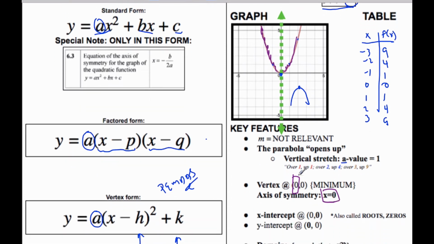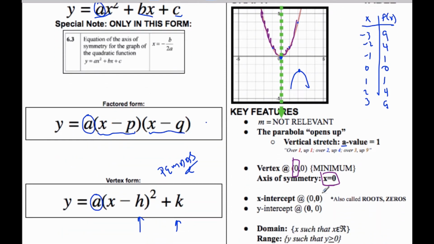For our parent function x squared, our x-intercept and y-intercept are the origin, (0, 0). Note the y is 0 for the x-intercept, x is 0 for the y-intercept. And just so you know, x-intercepts are also called roots or zeros. That's another way to ask for x-intercepts, or they could also be called solutions as well.